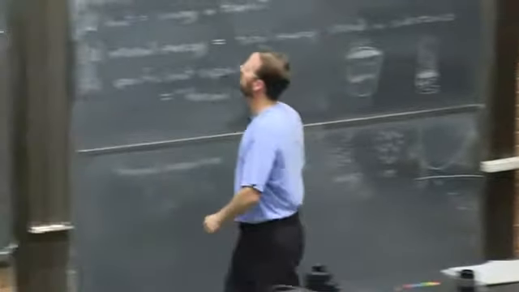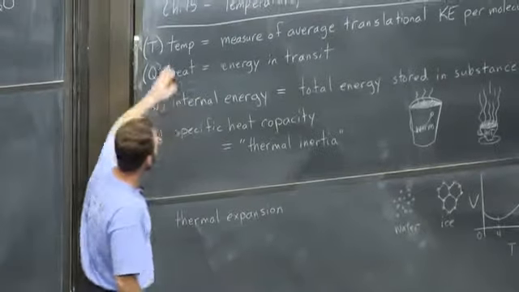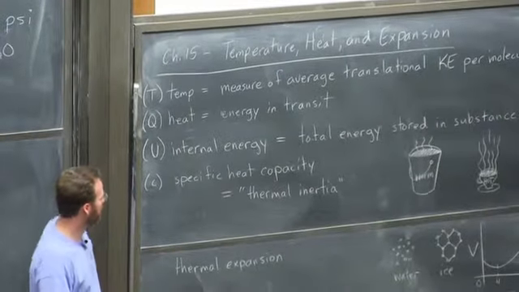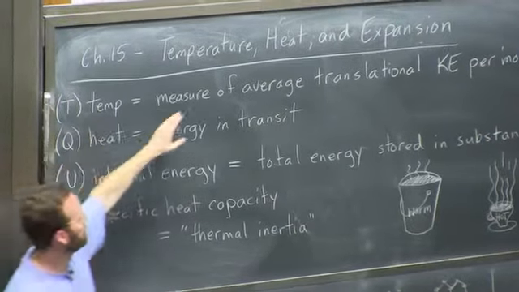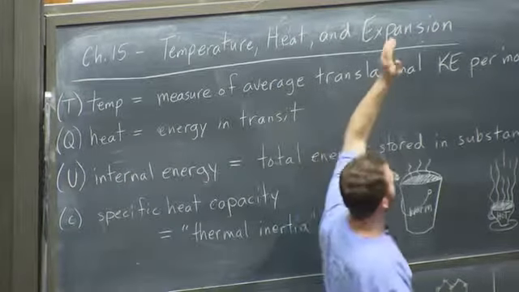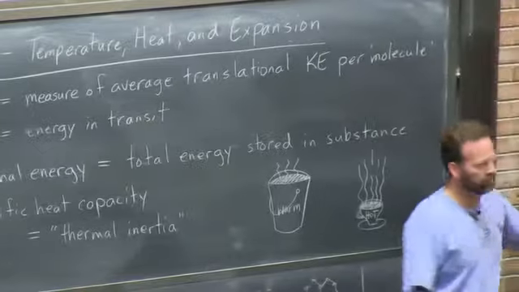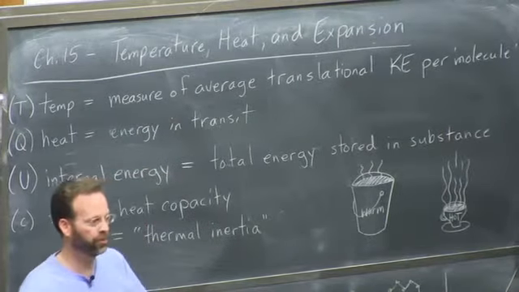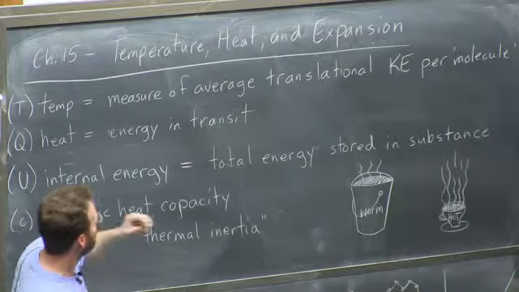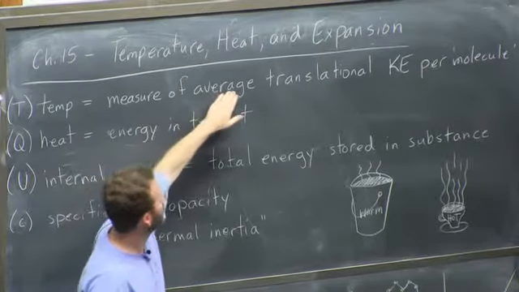So, temperature, heat, and expansion. It was a lot of defining terms. Temperature is a measure of the average translational kinetic energy per molecule. I know it's a mouthful, but that tells us a lot that we've used for the next 2 chapters. So, what does it tell us? Average.